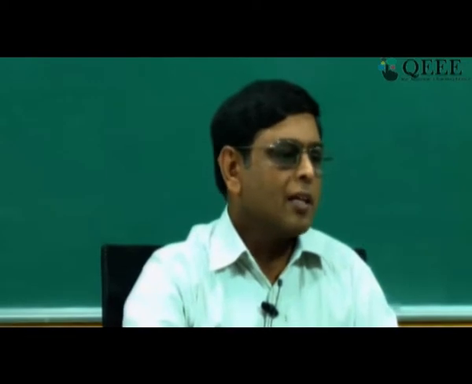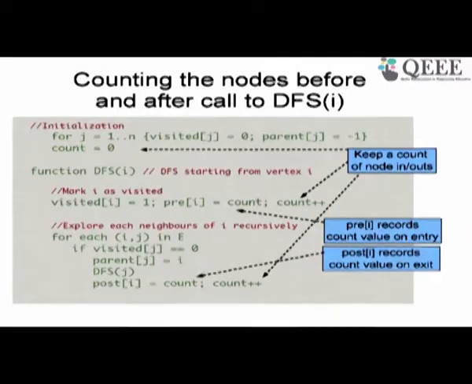So specifically, we said that we could keep track of the pre and post values. So pre I keeps track of the counter. So you remember the counting, you're counting every in and out. So when you enter the DFS, you increase the count, and when you exit DFS, you increase the count, and then you keep track of the count when you enter and you exit. So you have a pre and a post.